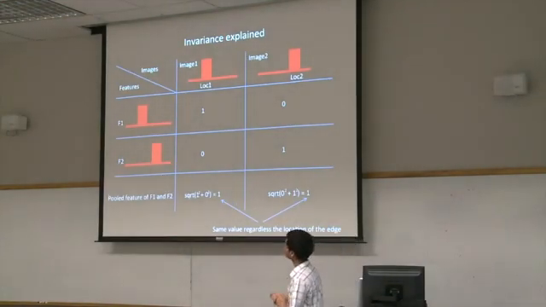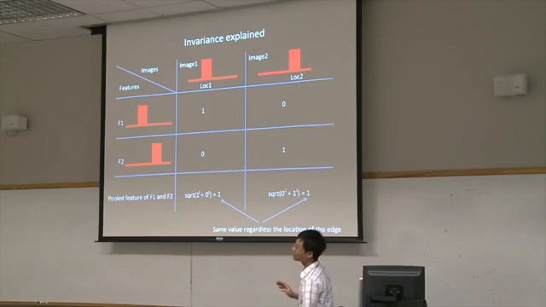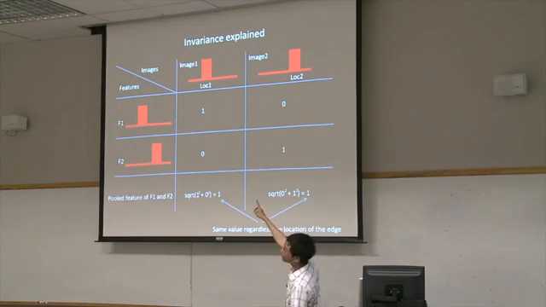Okay, so images in 2D are complicated, so I draw an image in 1D. Let's say I have two images, image number 1 and image number 2. Image number 1 has an edge at location 1, and image 2 has an edge at location 2. They're translated from each other.